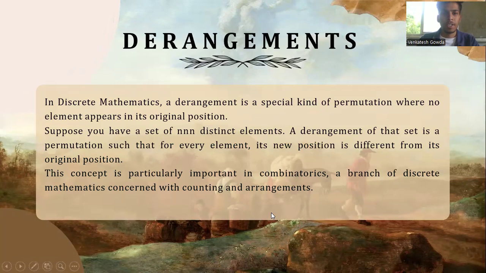So let's get into the introduction part. So what exactly are derangements? In discrete mathematics, a derangement is a special kind of permutation where no element appears in its original position. Suppose you have a set of n distinct elements. A derangement of a set is a permutation such that for every element, its new position is different from its original position. This concept is particularly important in combinatorics, a branch of discrete mathematics concerned with the counting and arrangements.